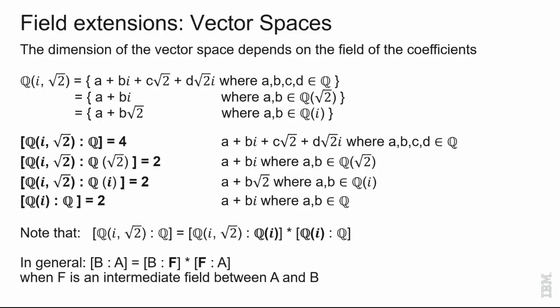You see here on the left, A and B is Q, and Q adjoin i and square root of 2. And here I found an intermediate field Q adjoin i, and I can compute the 2 dimensions of the intermediate fields, multiply them together, and get the dimension of the final field. Okay. And this is called the tower law.